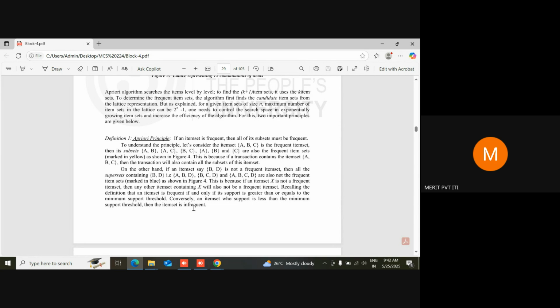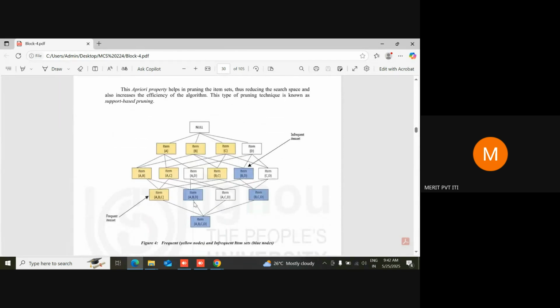On the other hand, if the item set BD is not frequent, then the supersets containing BD, that is ABD, BCD, ACD, are also not frequent. So this is Apriori, with frequent item nodes in yellow and infrequent item nodes in blue. These are the null item, item A, item B, item C, item D, AC, ABC. The yellow items are the frequent ones and blue are the infrequent items.